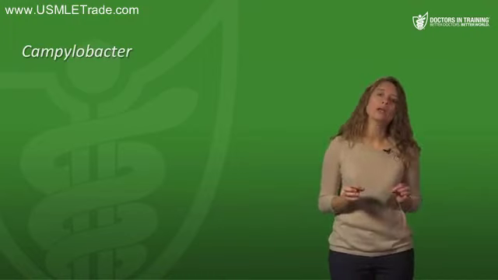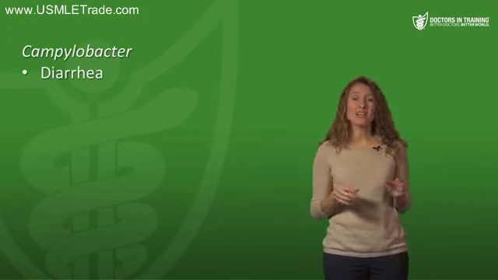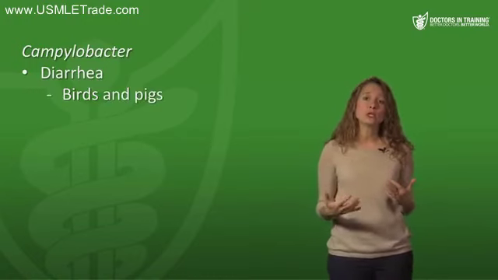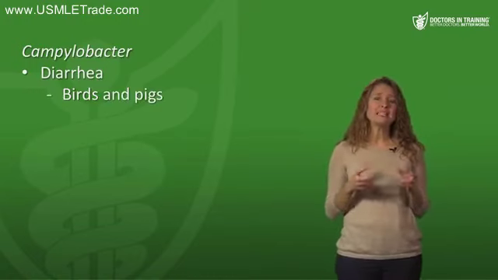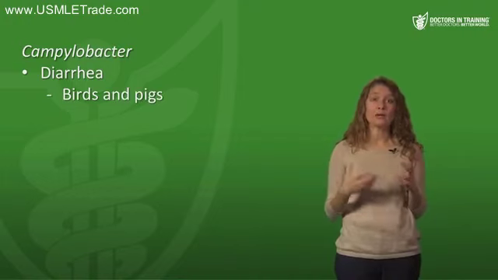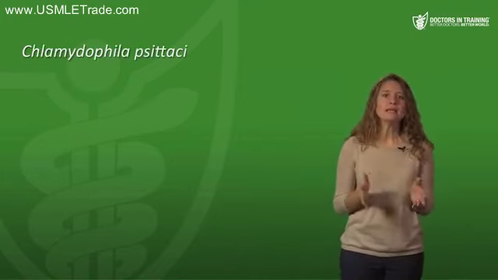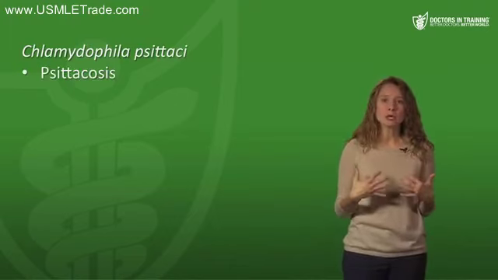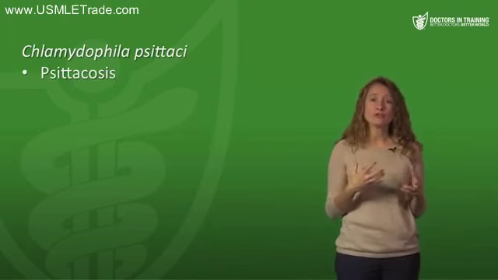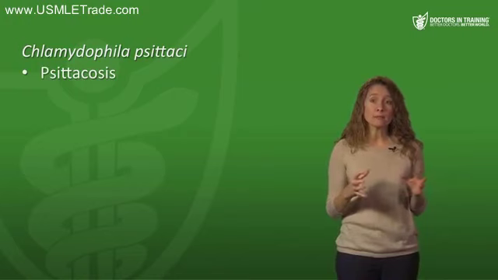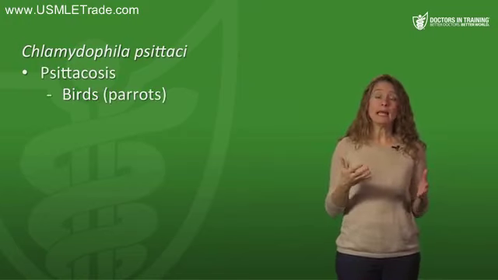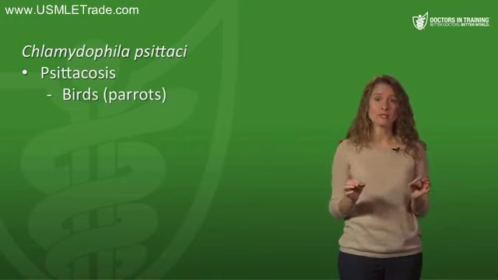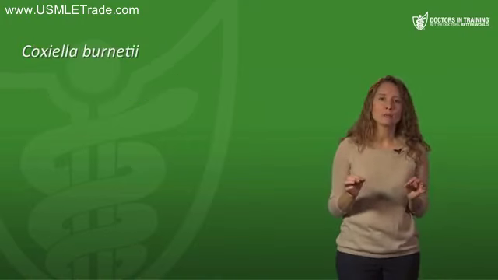Okay, Campylobacter. Campylobacter causes diarrhea and sometimes bloody diarrhea. Campylobacter is very common in birds as well as pigs. Meat can easily be contaminated with Campylobacter. Next is Chlamydophila psittaci, and this causes psittacosis, which presents with fever and dry cough. This is transmitted by birds like parrots, and it shows up on tests on a regular basis. So remember about psittacosis.